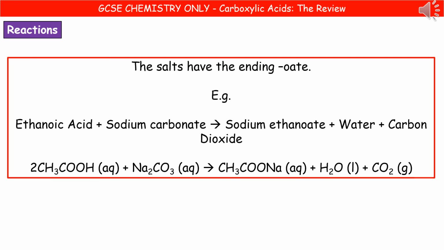When we come to name the salts though, this is where we get a bit of a variation from our other acids that we've encountered in other topics. Anytime our carboxylic acid is making a salt, the salt has the ending -oate. So if we have a look at the example there, ethanoic acid plus sodium carbonate will make sodium ethanoate, the salt, plus water and carbon dioxide. So just remember the ending of the salt is slightly different here and they will end in -oate.